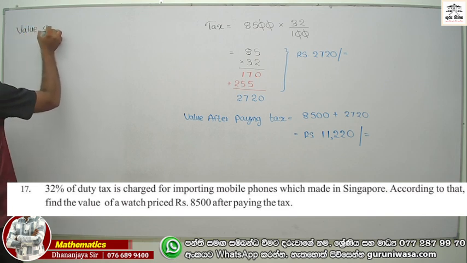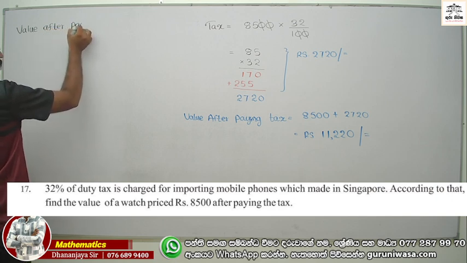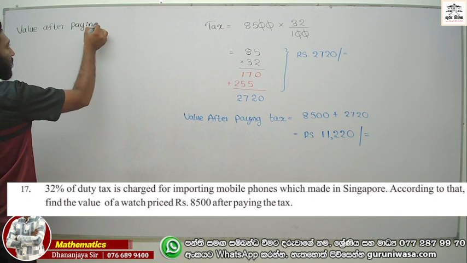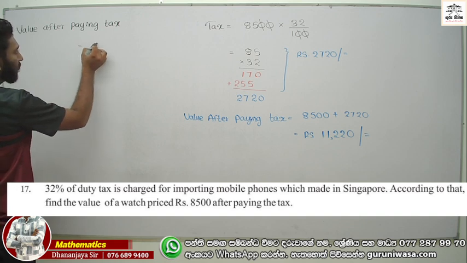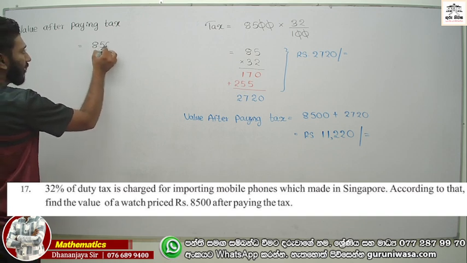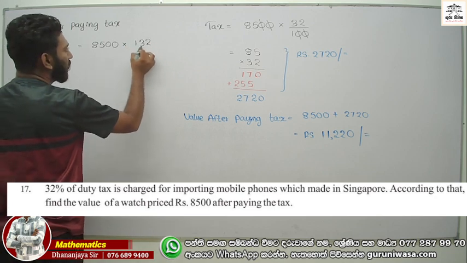Value after paying tax. You can find the answer like this. 8,500 you should be multiplied by the 132%.